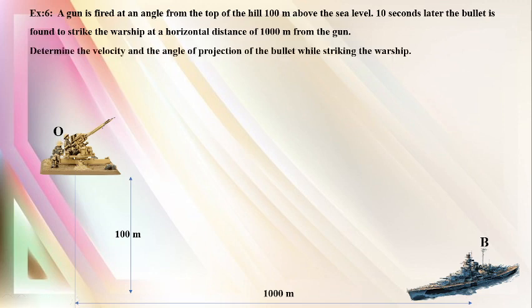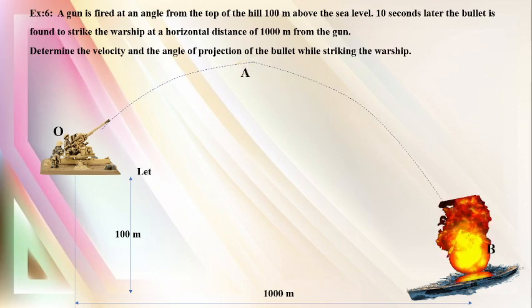In this problem we have to find out the velocity and the angle of projection of the bullet while striking the warship. That means at the point of landing we have to find out velocity and angle of projection. So let us move ahead and see how this particular bullet is fired from one place to another place on the warship. So here this is the first motion, and from this will be a second.